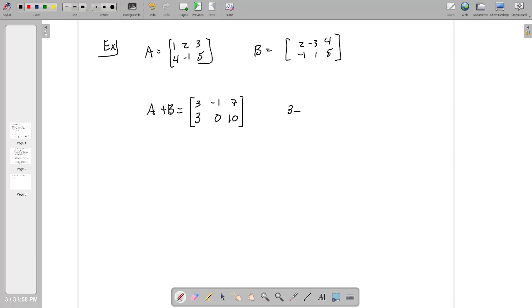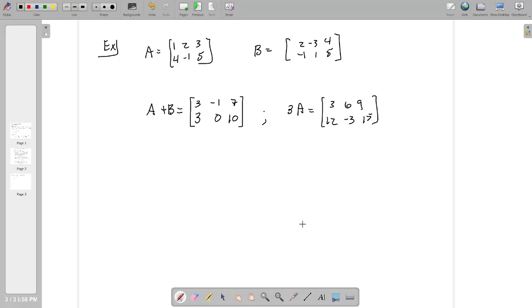Now if we do 3 times A, we take 3 and we multiply it to every entry in A. So 3 times A will be 3 times 1, which is 3, 3 times 2, which is 6, 3 times 3 is 9, 3 times 4 is 12, 3 times negative 1 is negative 3, and 3 times 5 is 15.